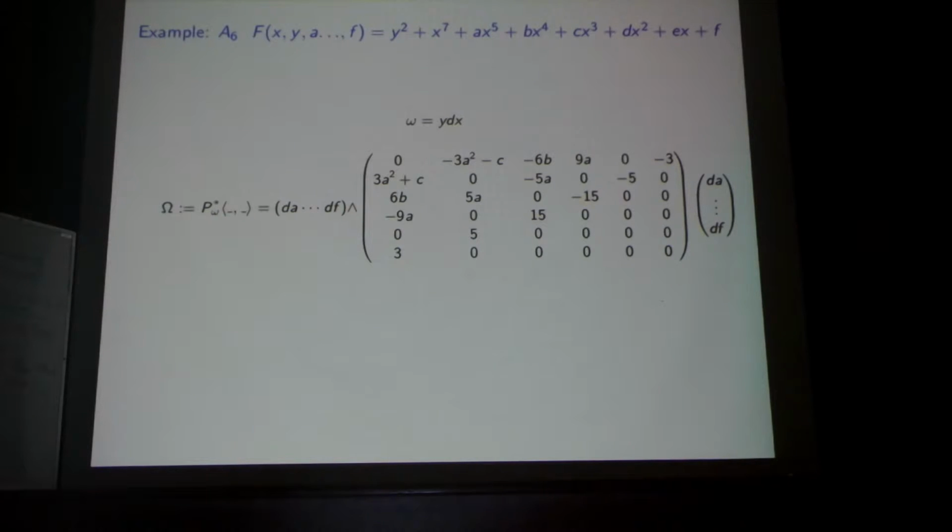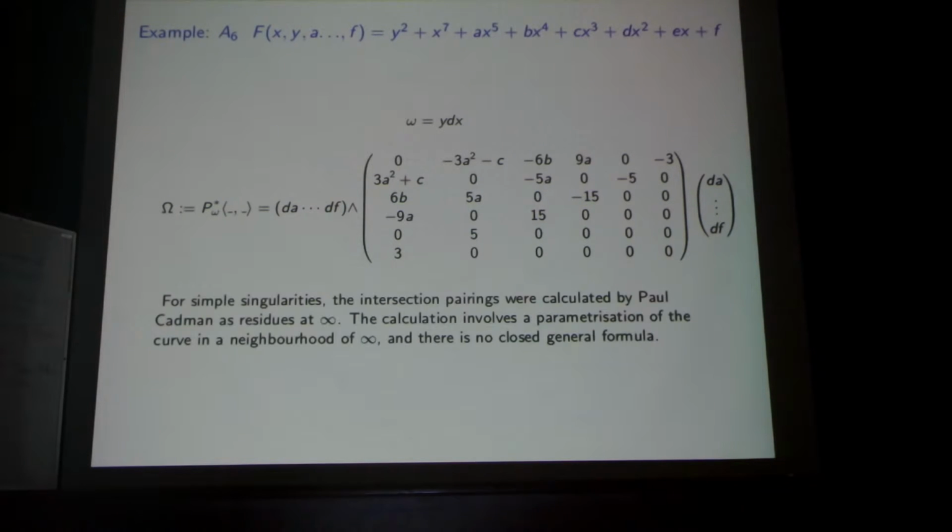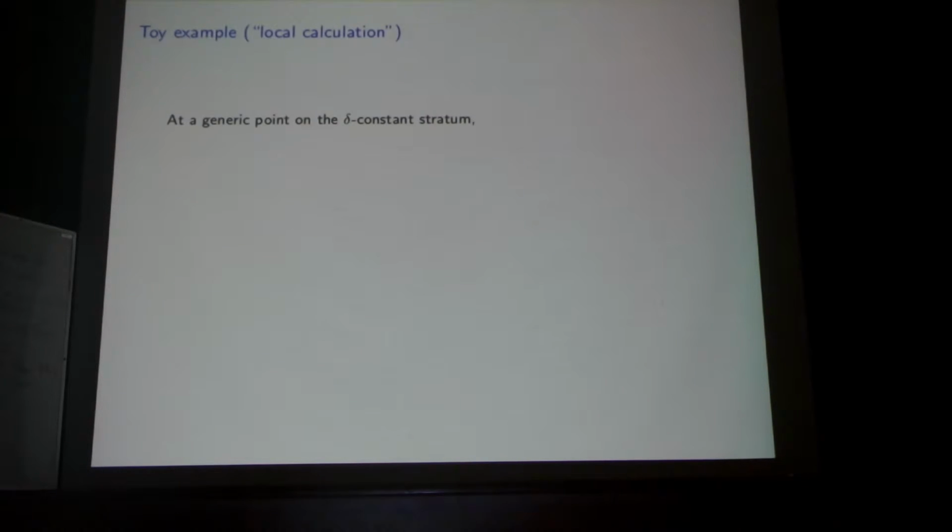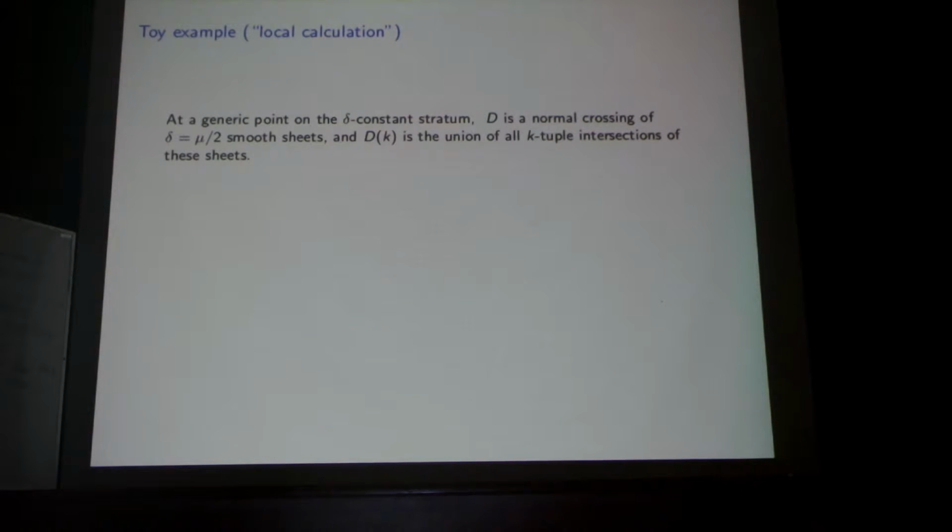Anyway, I've got another example, which I like because it looks rather like the generic version of the delta constant stratum. It looks as though it's a local calculation. It is not quite, but one can pretend that it is, and one can still learn something, and one can do some very easy calculations.